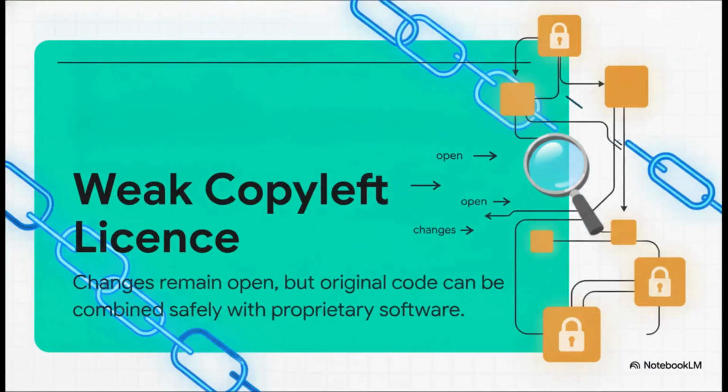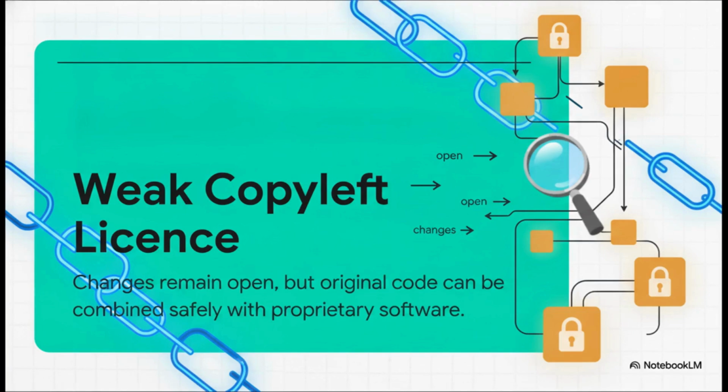And sitting comfortably right in the middle, we have the weak copyleft license. This is a very pragmatic, balanced approach. It requires that any changes you make to the specifically licensed code itself have to remain open source, but you're totally allowed to combine that code with your own proprietary software without forcing your whole giant product to become open source.